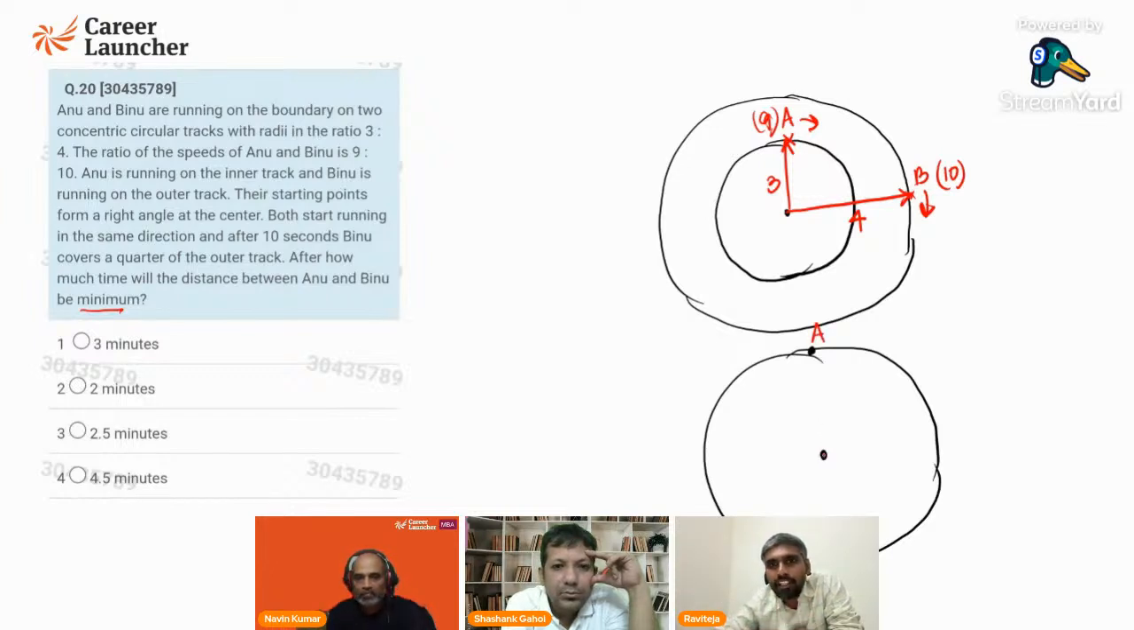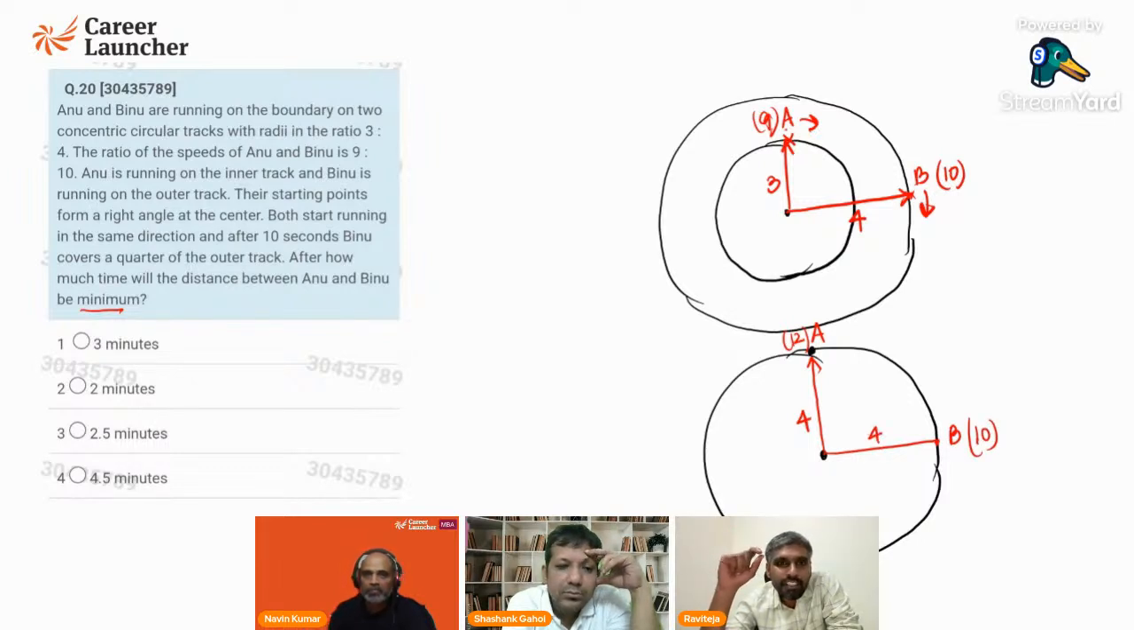Basically, what we need to understand is Anu is covering 3 at a speed of 9, and Binu is covering 4 at a speed of 10. The ratio of their speeds is going to be 3 is to 2.5. So 12 is to 10, or you can say it is 6 is to 5.